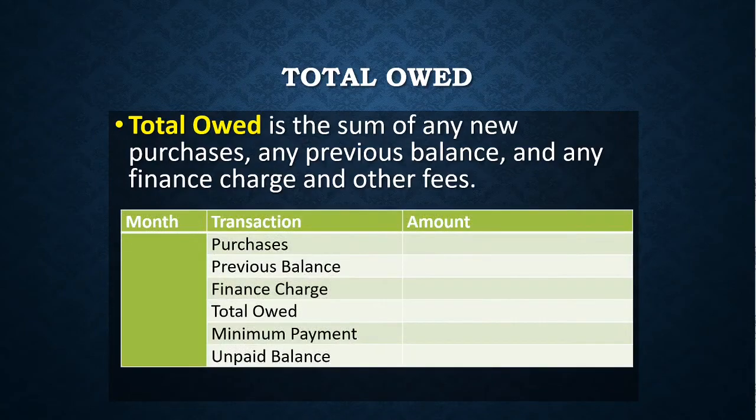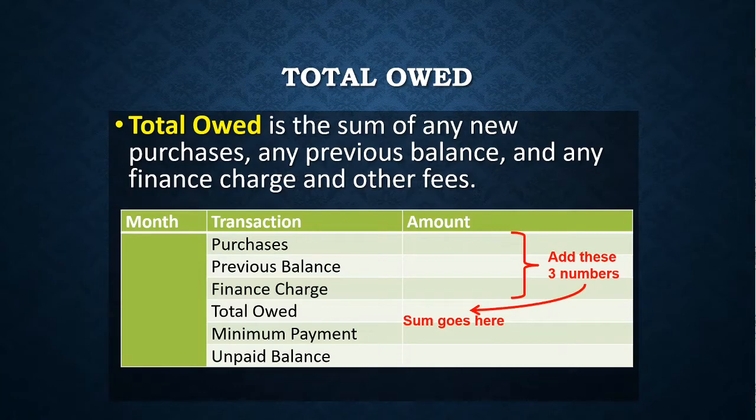If we look back at that table that we had previously, you could see that the first three amounts there, purchases, previous balance, finance charge, you just need to take those three and add them up. And the result, the sum, goes into the total owed, which is right below it.